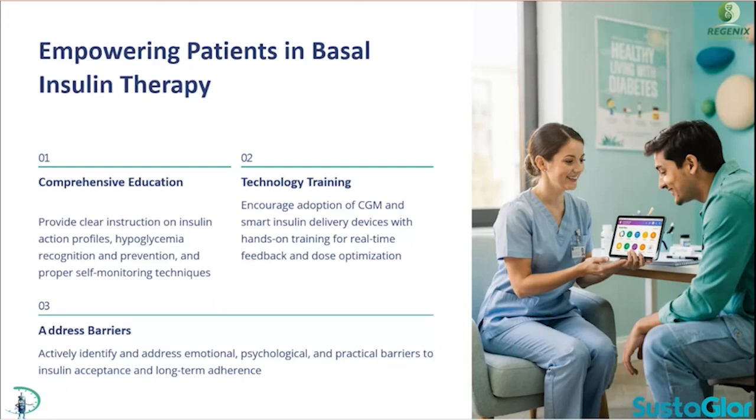So clear instruction has to be given to our patients. How do we recognize hypoglycemia? How do we prevent hypoglycemia? With the proper self-monitoring technologies, we can even educate our patients and encourage adoption of CGM and smart insulin delivering devices, particularly the insulin pump. Any patients who have huge fluctuations in blood sugar values, particularly type 1 diabetic patients, patients with brittle diabetes, we can even suggest the insulin pump.